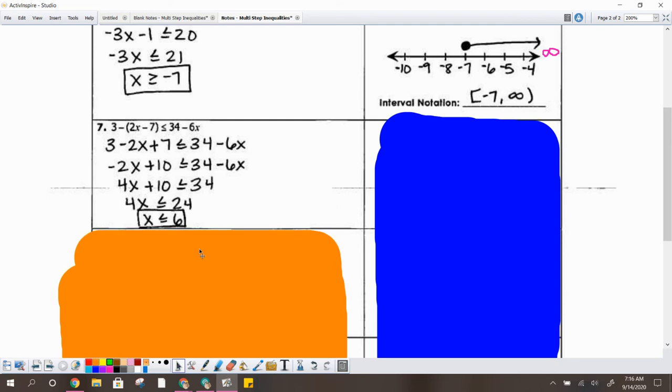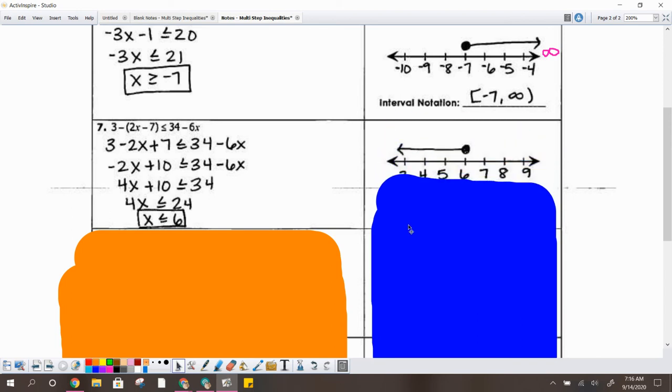which gets me x is less than or equal to 6. And then for your number line, it is less than or equal to, so we're going to shade to the right, and we're going to have a closed circle on 6. Oh, I'm sorry, shade to the left because it's not eating the variable. Sorry about that. So we shade to the left because it's not eating the variable, with a closed circle.